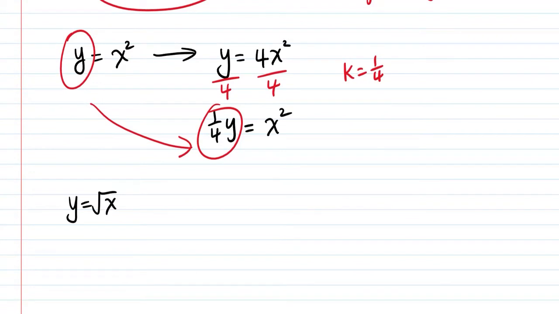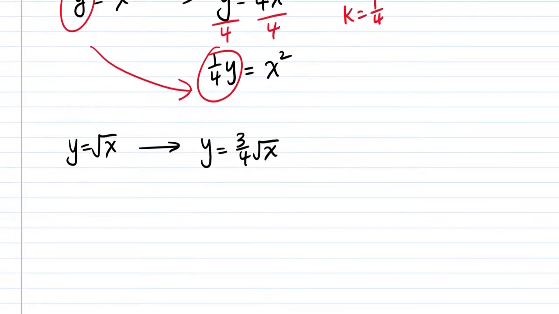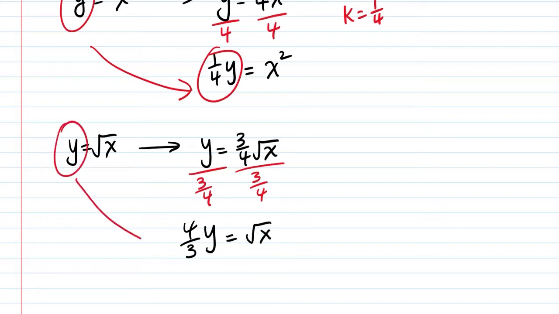y is square root of x. y is 3 over 4 square root of x. Move this 3 over 4 to multiply to the y. Divide by the 3 over 4, which means the fraction will be flipped, taking the reciprocal. So now it becomes 4 over 3 instead of 3 over 4. So y becomes 4 over 3y. So the k is 4 over 3.